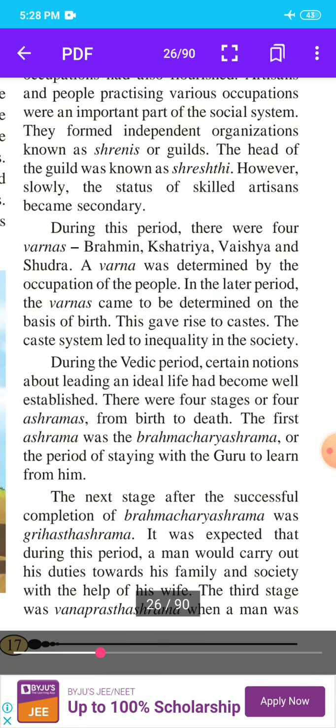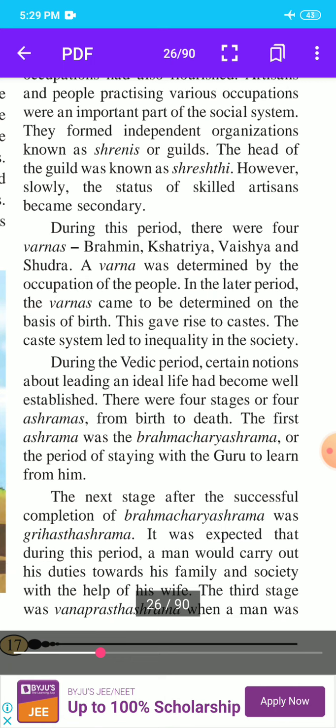The fourth stage was Sannyas ashram. In the Vedic period, the last stage is Sannyas ashram. At this stage, the convention was to renounce all relations, lead life in order to understand the meaning of human life and not stay in one place.